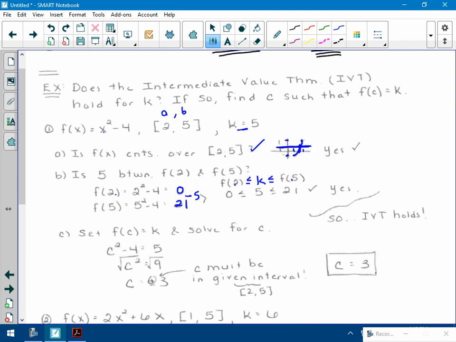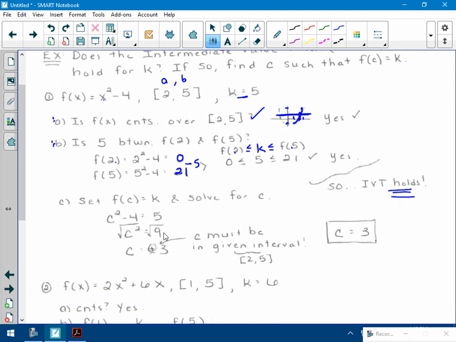So these two things together mean the intermediate value theorem holds, and that guarantees I should be able to find some x value that equals 25, or sorry, that equals 5, and that x value needs to be between 2 and 5. So c squared minus 4 equals 5. I'm just solving this f of c equals k thing. So literally, f of c would be, if I plug c into the equation, c squared minus 4. I want that to equal 5.